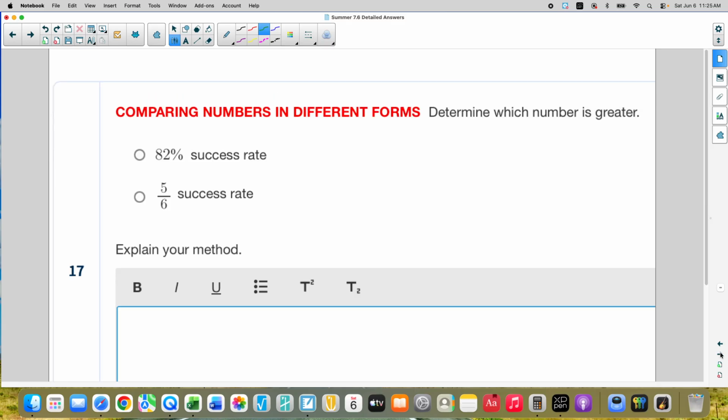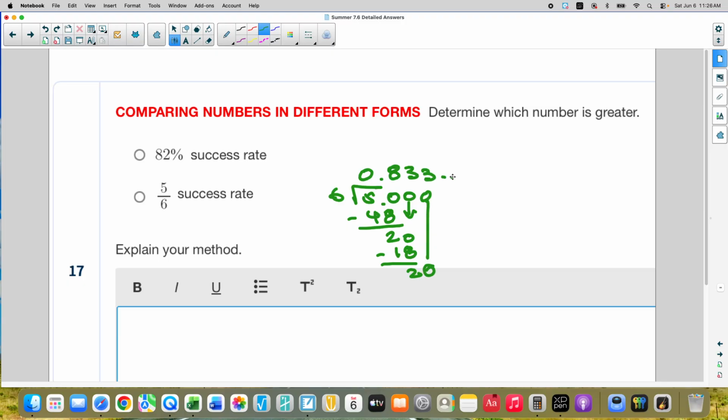Comparing numbers, which number is greater? 82% success rate, or 5/6 success rate. So we could divide 6 into 5, which goes 0. 6 goes into 50 8 times. 6 times 8 is 48. Subtract, we get 2, bring down the 0. 6 goes into 20 3 times. 18, subtract, we get 2, bring down the 0, and that would be 3 repeating.